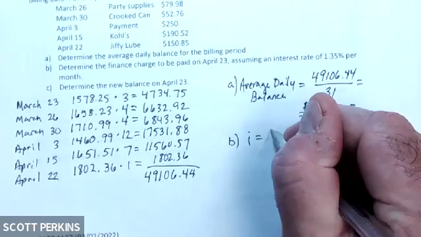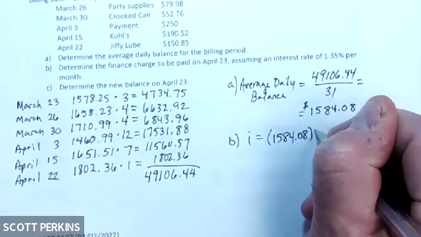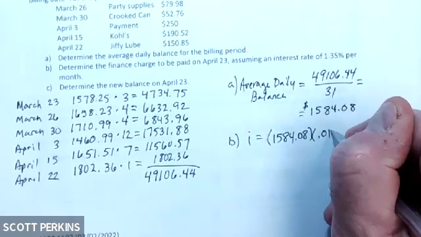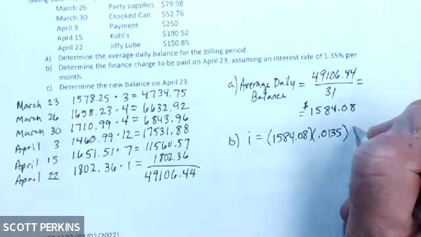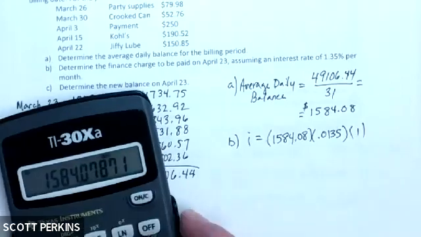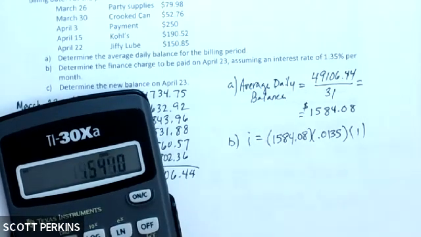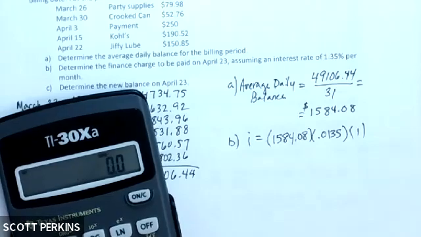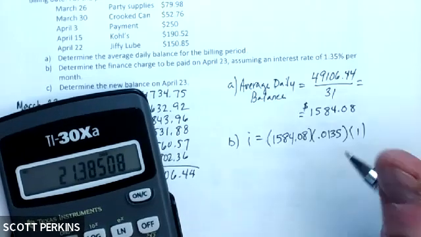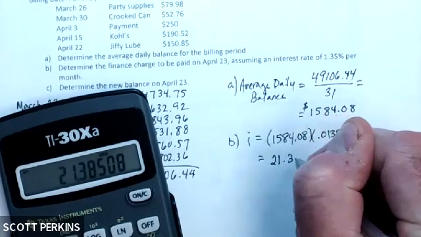So the principal is $1584.08. The rate is 1.35%, so 0.0135. And again, that's per month, so times 1. And that turns out to be a grand total of $21.39.